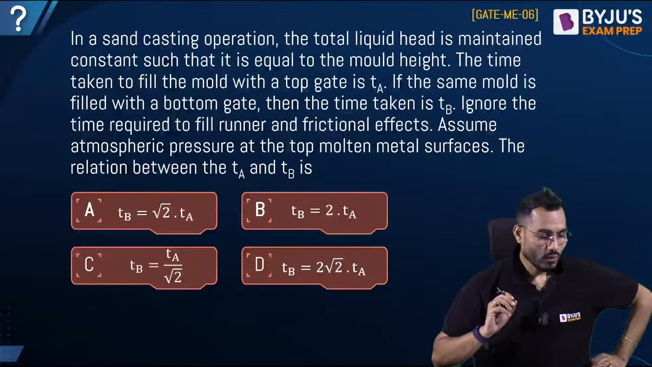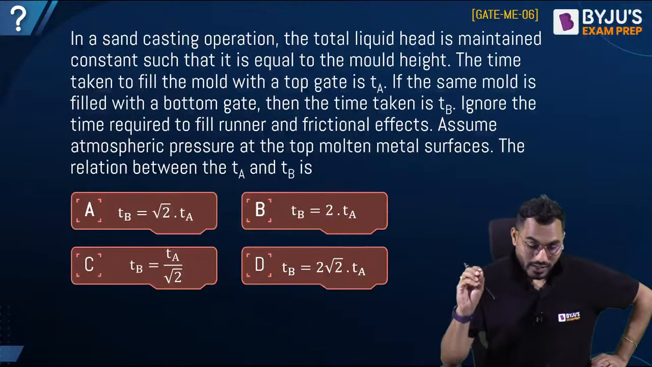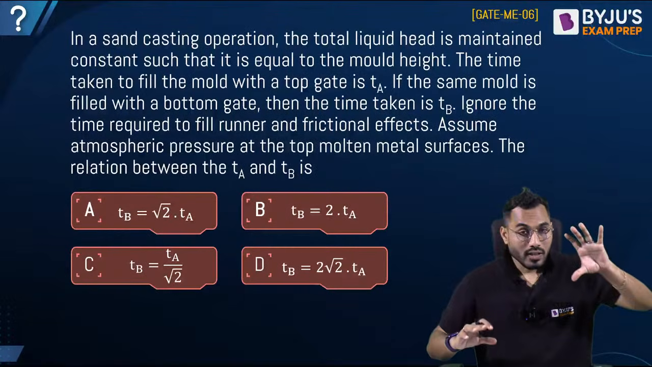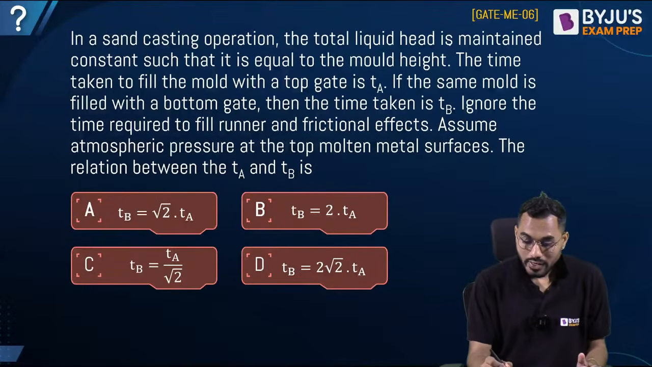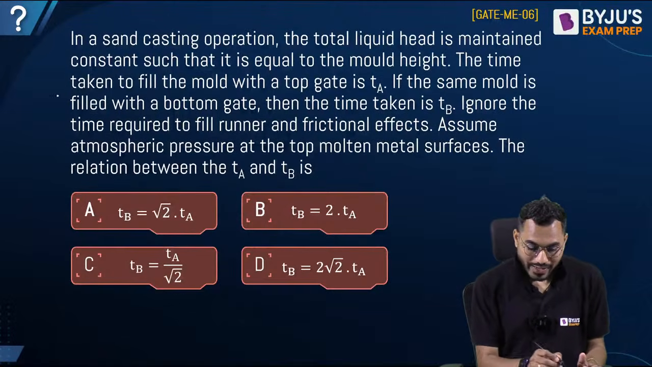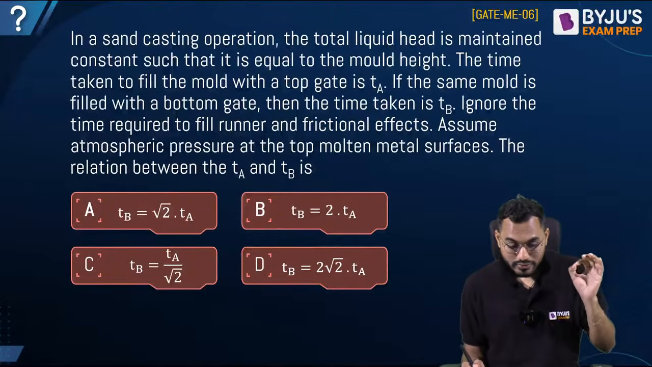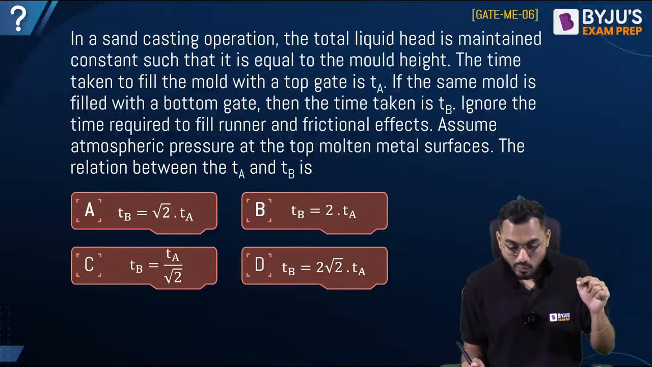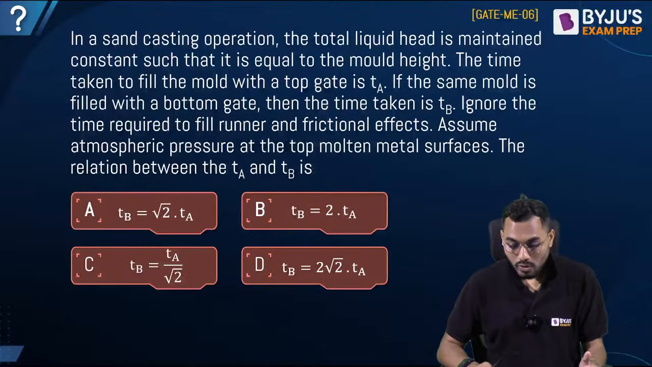Let's see what it is. In a sand casting operation, the total liquid head is maintained constant such that it is equal to the mold height. So whatever the mold height is, the liquid head is maintained constant equal to it. The time taken to fill the mold with a top gate is TA. If the same mold is filled with a bottom gate, then the time taken is TB. Ignore the time required to fill the runner and the frictional effects. Assume atmospheric pressure at the top of the molten metal surface.